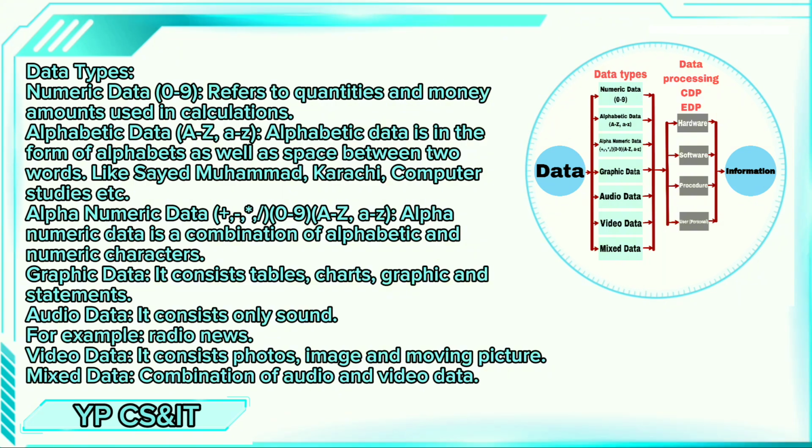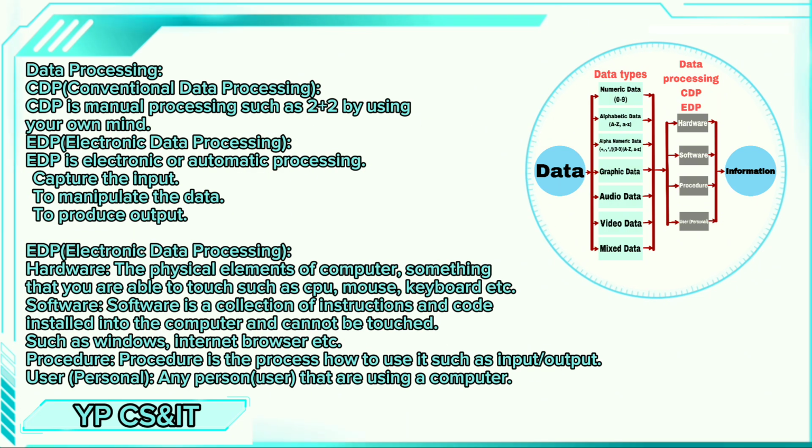Alphanumeric data: plus, minus, asterisk, slash, 0 to 9, A to Z. Alphanumeric data is a combination of alphabetic and numeric characters. Graphic data consists of tables, charts, graphics and statements. Audio data consists only of sound, for example, radio news. Video data consists of photos, images and moving pictures. Mixed data is a combination of audio and video data.